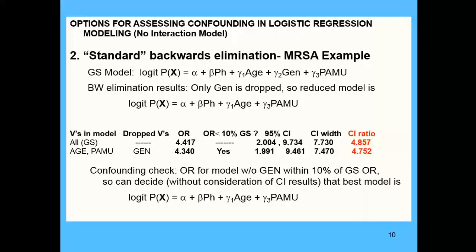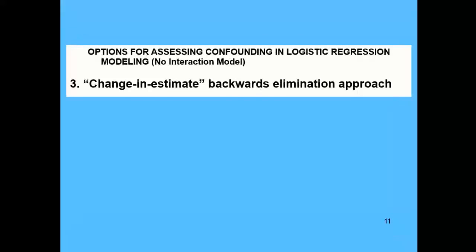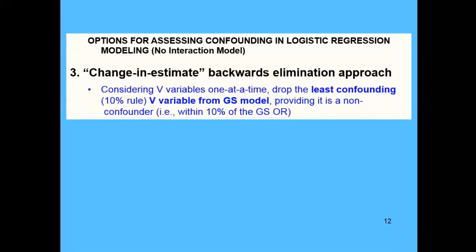Okay. So now let's look at the third one. That's what I wanted to get at, the change in estimate backwards elimination approach. This is one where you're not doing statistical testing to decide to move backwards from your gold standard model. So what does that mean? Okay, so let's talk about what that means. Now, this is what I said here. Considering the variables one at a time, drop the least confounding variable from the gold standard model, using whatever rule, the 10% rule, providing it is a non-confounder within 10% of the gold standard odds ratio.